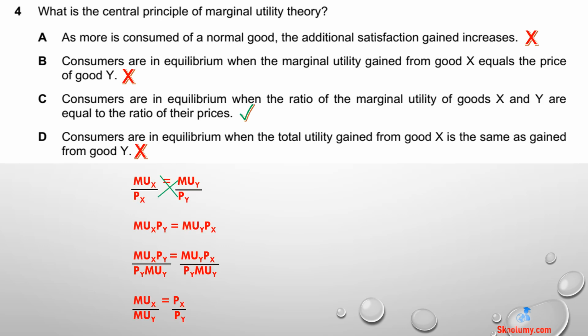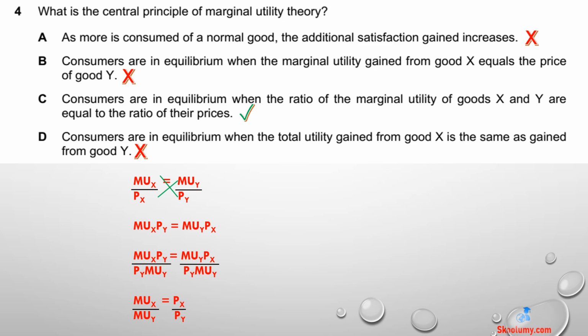Question 4. What is the central principle of marginal utility theory? The correct answer is C. When the ratio of the marginal utility of goods X and Y is equal to the ratio of their prices, consumers are in equilibrium. Equilibrium, under the marginal utility theory, is determined by the equimarginal principle.